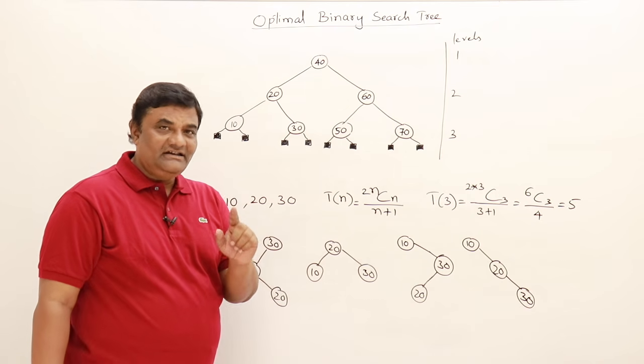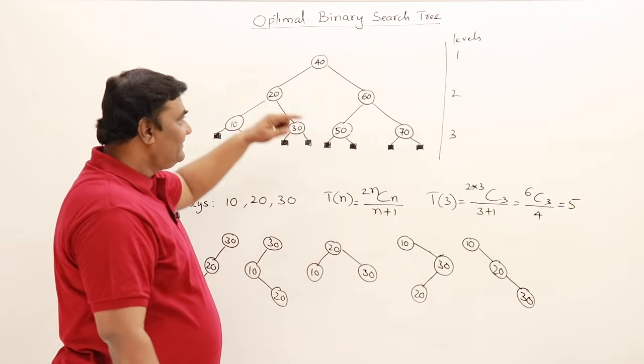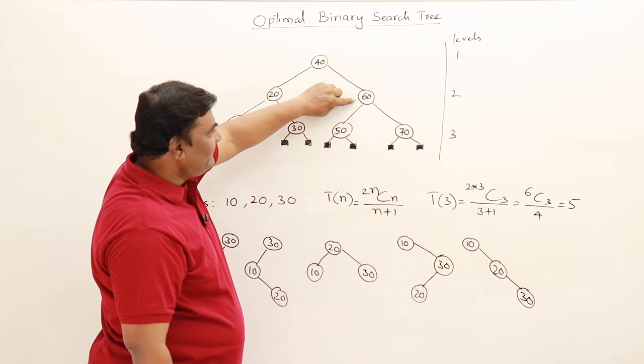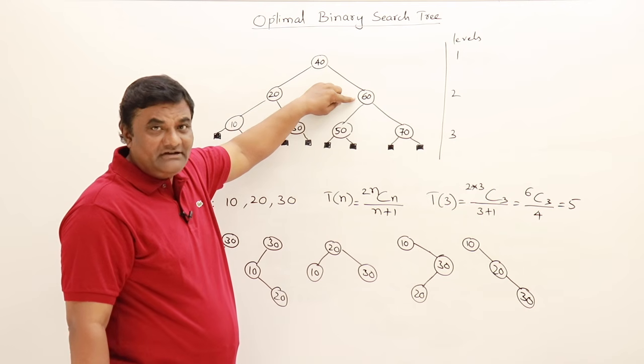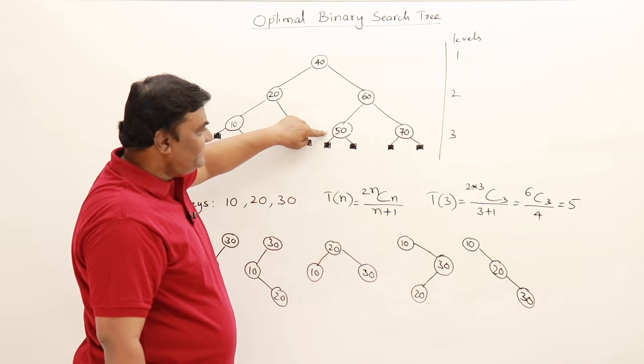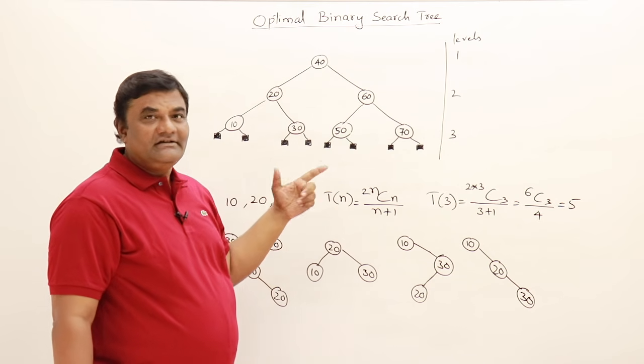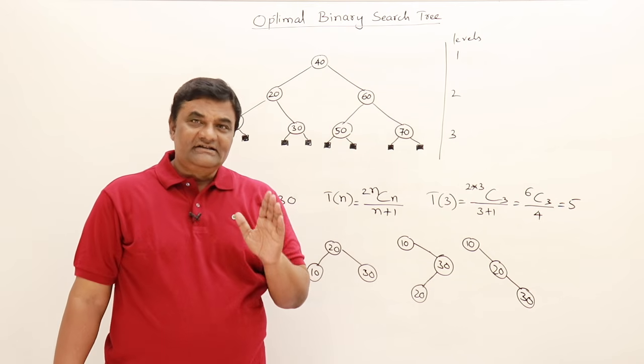I want to search for key element 47. Let us start. Is it 47? No. 47 is greater. Go to right side. Is it 47? No. 47 is smaller than this. Go to left side. Is it 47? No. 47 is smaller than this. Go to left side. There is nothing. End. So the search is unsuccessful.